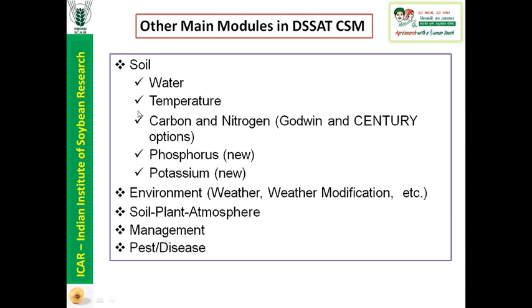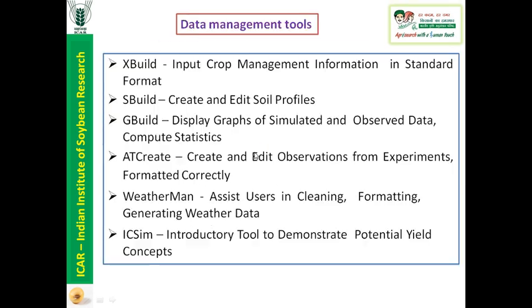So these are the main models which exist in DSSAT, in addition to the different crop models. That is the soil, environment, soil-plant-atmosphere, management, and pests and diseases. Within this soil model, the water, temperature, carbon, and nitrogen models are there. The phosphorus and potassium models were recently added to this DSSAT cropping system model.